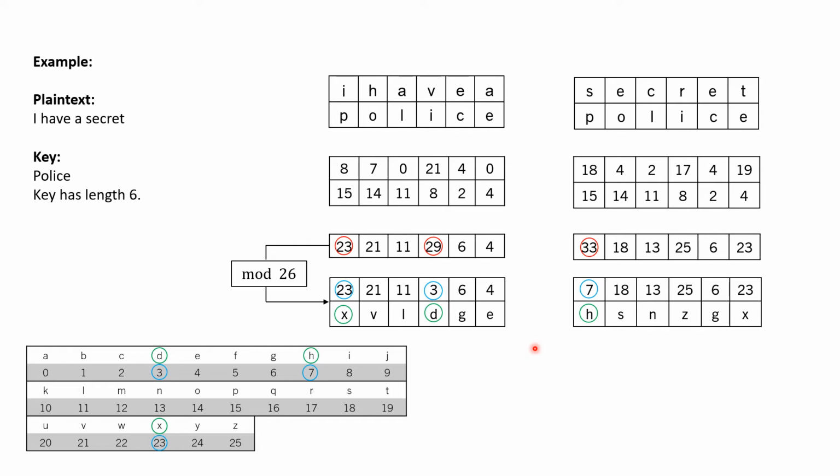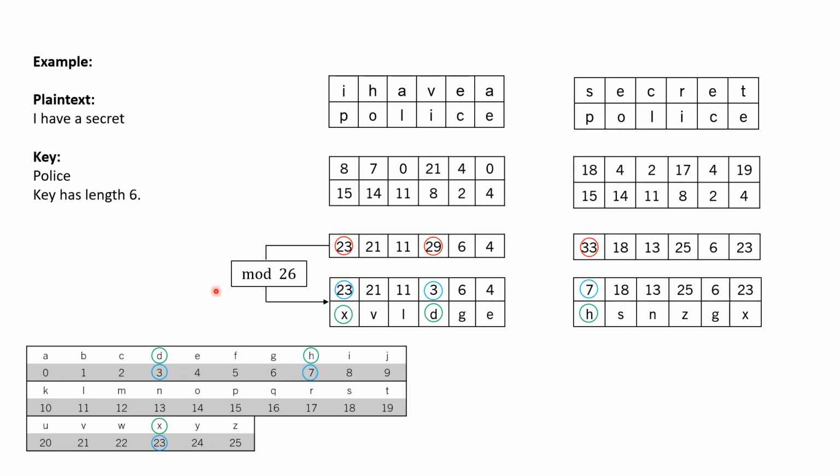I have a secret, with the key police, using the Vigenère cipher to get this text, which supposedly doesn't mean anything to humans, and we can communicate securely, hopefully, with whoever we want, as long as we agree on a key. And in the next section, we can go over how we can decrypt this.